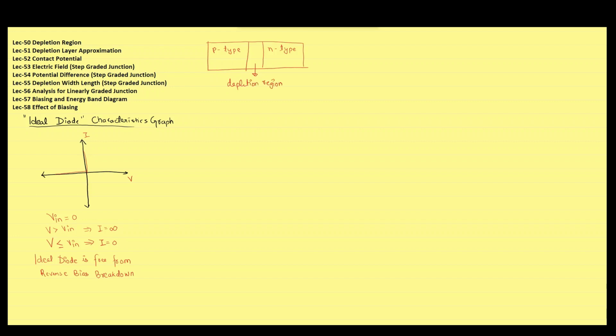After that, we discussed a few approximations which we usually assume in the whole chapter so that it is easier to derive the formulas. One approximation is the depletion layer approximation, in which we assume all the dopant atoms in the depletion region, whether donor or acceptor, are completely ionized. We also assume that in the neutral p-type and n-type regions, the electric field is equal to 0. Also, the potential is constant.